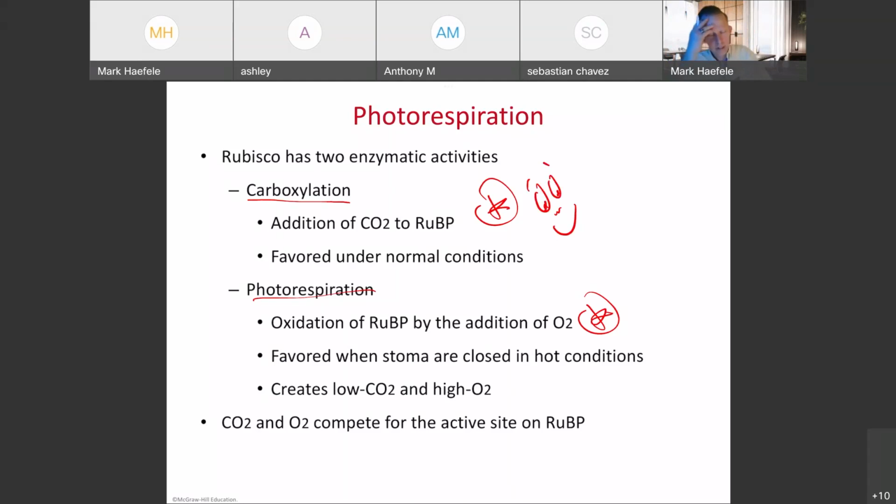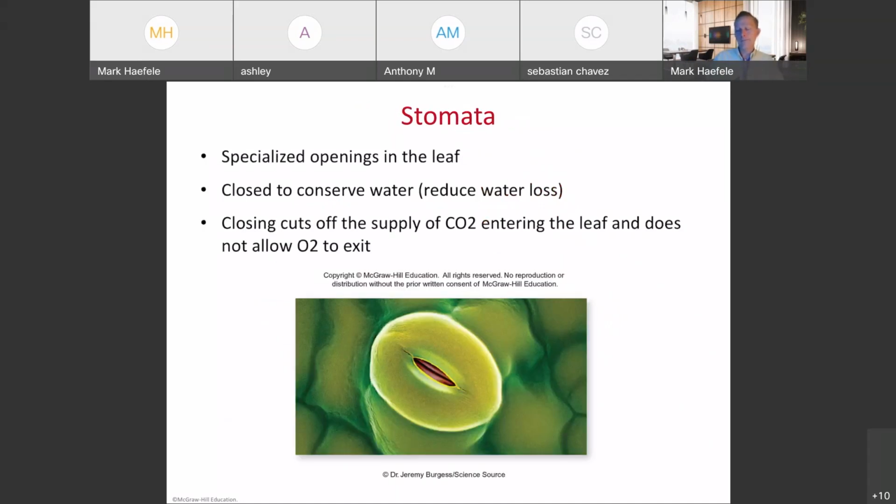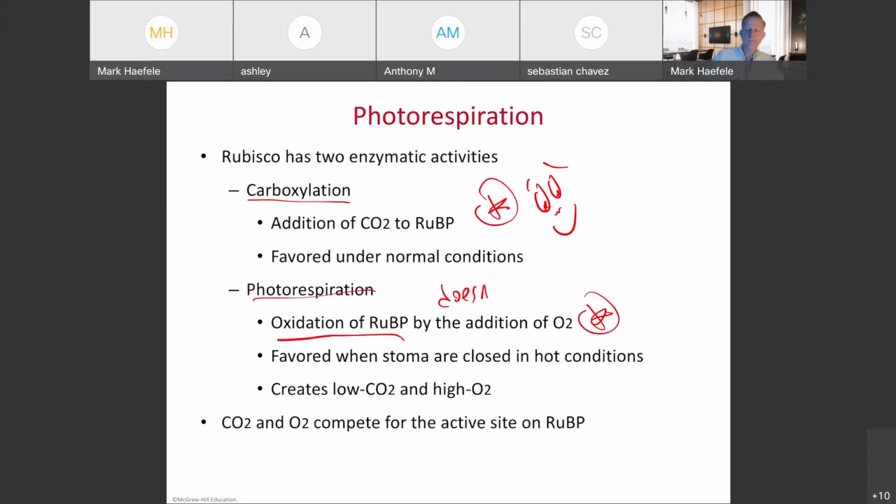However, because Rubisco has two functionalities, it's also got oxygenase. Oxygen also binds to Rubisco. When it binds to oxygen, it's what we refer to as photorespiration. It's the oxidation of RuBP, or the addition of oxygen. This is not beneficial. This doesn't help photosynthesis. So if your Rubisco is binding a lot of oxygen but not CO2, then you're not doing photosynthesis, so you're not eating.